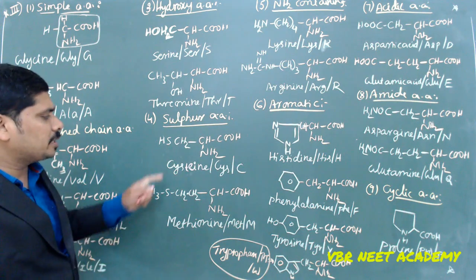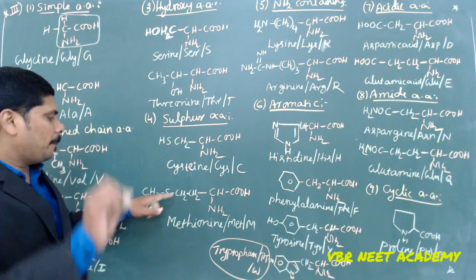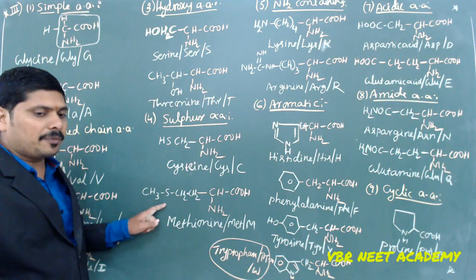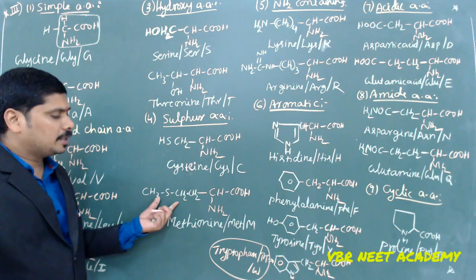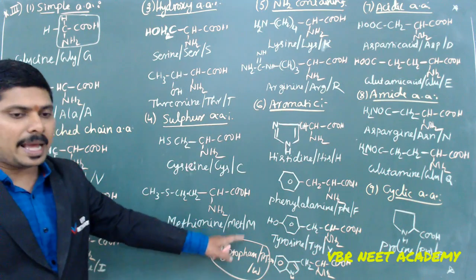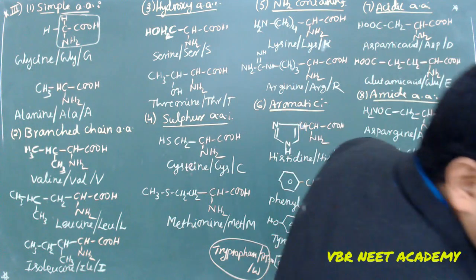So that's why this spelling is very important. Methionine is one more amino acid which has sulfur. It is called a thioether. This thioether is present in methionine, that is MET and M. That is the one we are going to have.